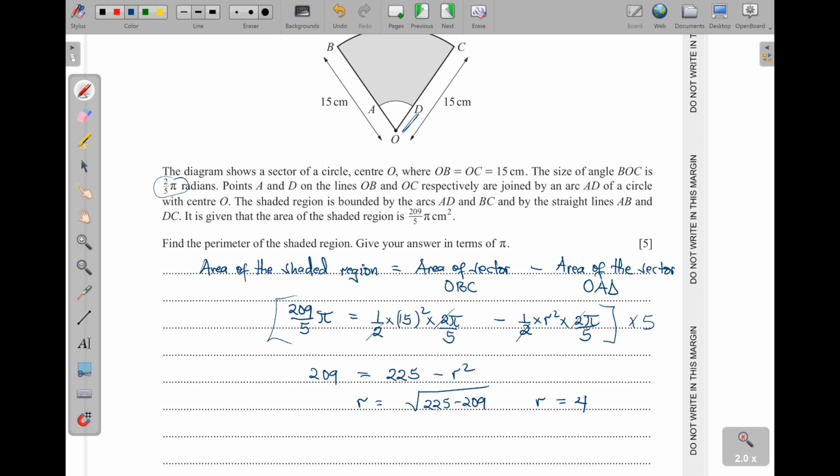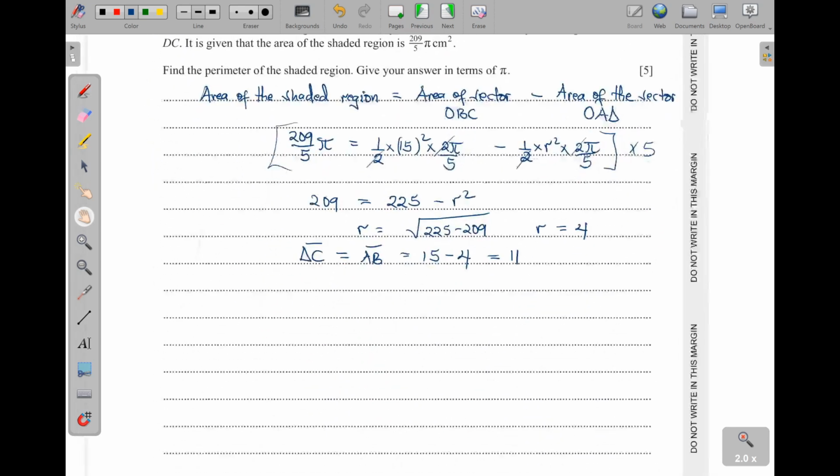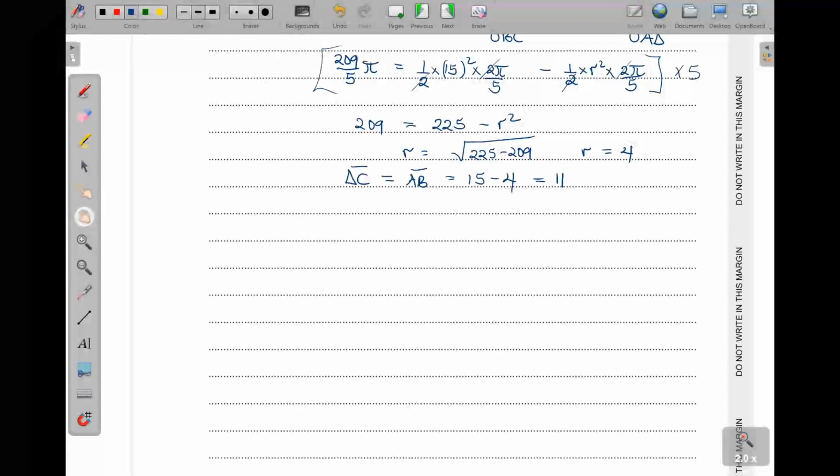So since I've gotten this one as 4, even here 4, that means DC, which is equal to AB, shall be equal to 15 minus 4. The whole of this is 15, then minus the 4, and this will give us 11. Then now we can come to the perimeter of the shaded region.